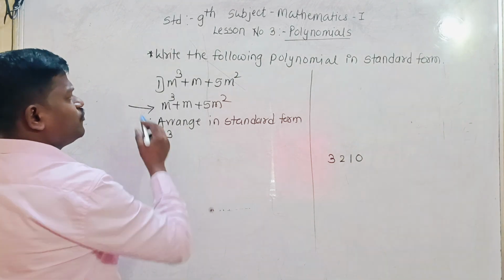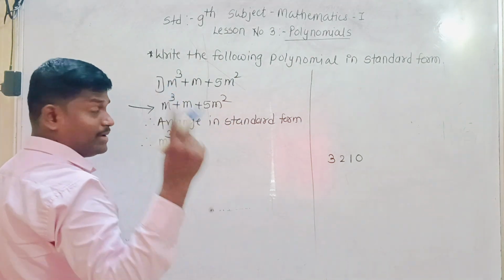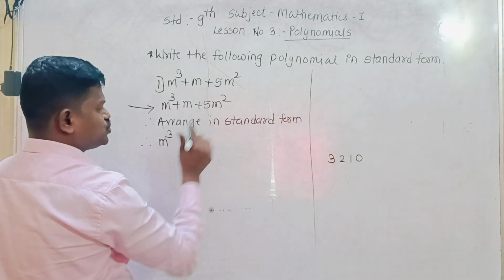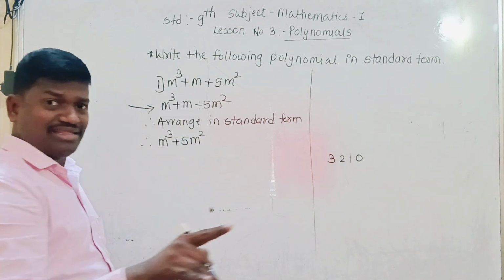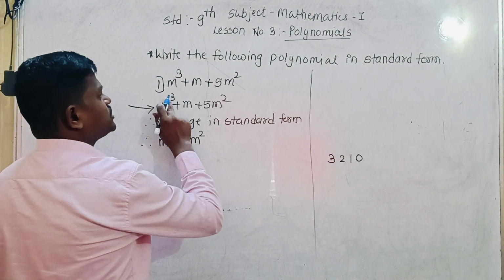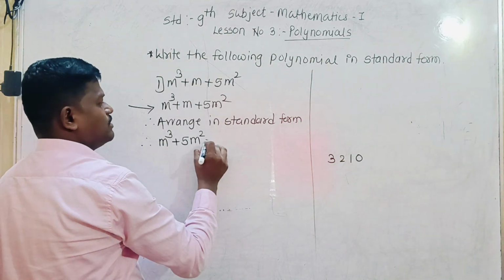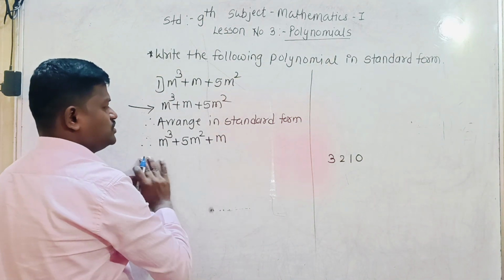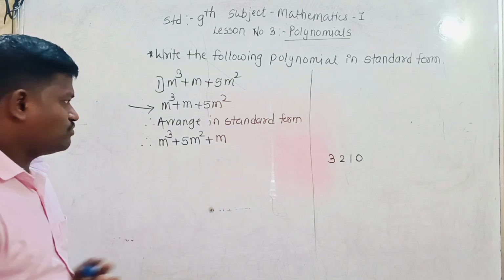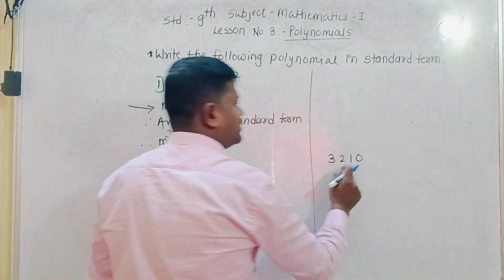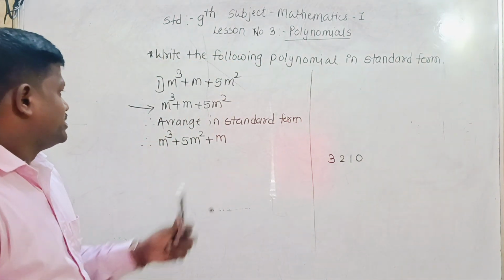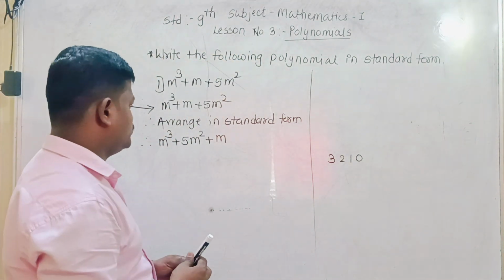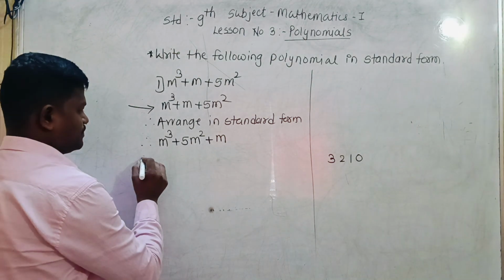So check out the second power, 5m square, that is 2. So write down 5m square with its sign. Then see 3, 2, then 1, plus m. So this is our standard form. Understood? Let's check out another example.